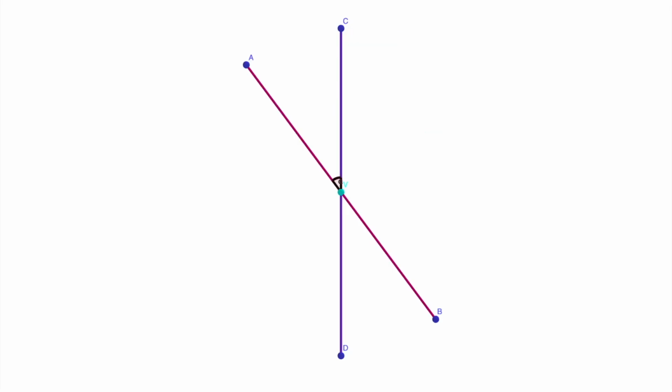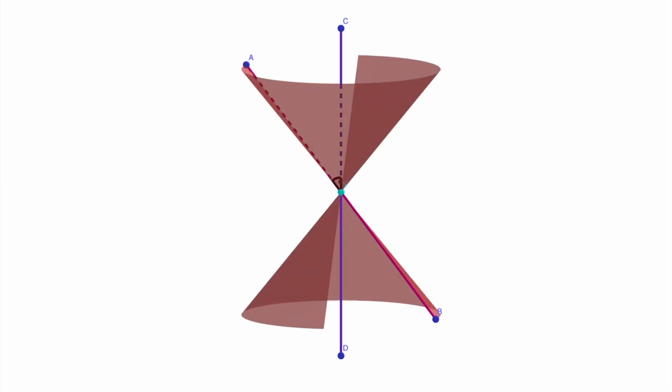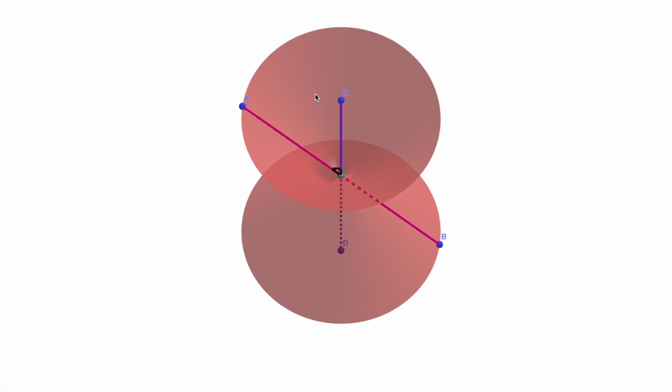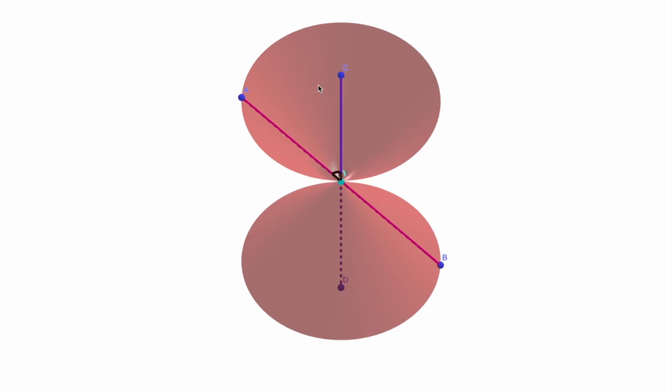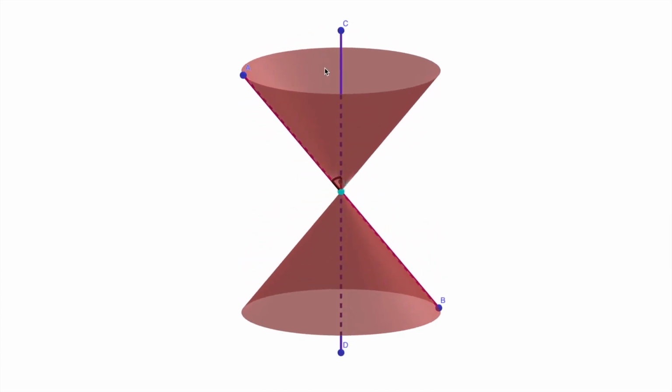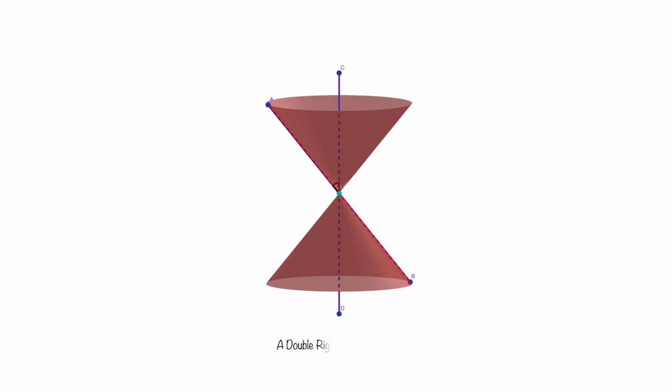Now let me explain what the double right circular cone is. When a straight line meets the vertical line at a fixed point at an angle alpha, and if we rotate the straight line about the fixed vertical line keeping alpha constant, then the surface generated is called a double right circular cone, because it has two cones joined at fixed point V. It has a circular base which is perpendicular to the fixed vertical line. That's why the name double right circular cone.